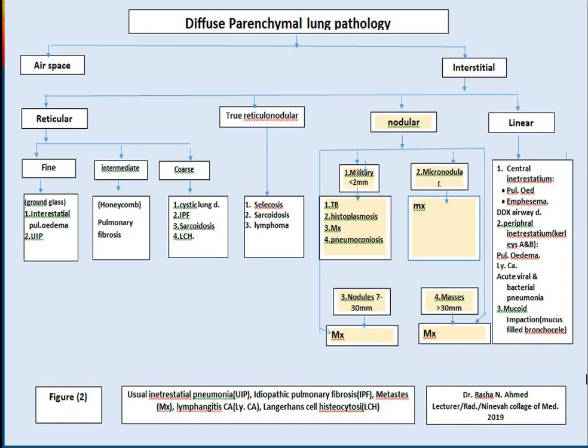If the nodule is very small, less than 2 mm, we call it miliary. And we have micronodular, we have nodules 7 to 30 millimeters, larger, or masses, multiple masses. So miliary, micronodular or nodular or masses. For the miliary shadow we have differential diagnoses like TB and chickenpox, as well as histoplasmosis as infection. We have metastasis and pneumoconiosis. Other types are mostly associated with metastasis.